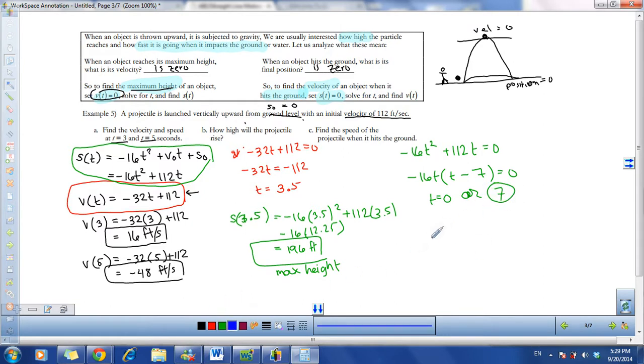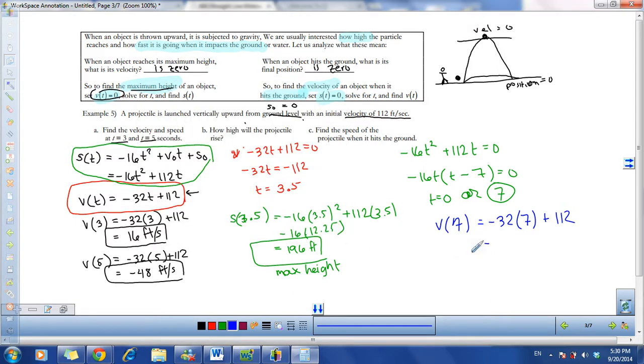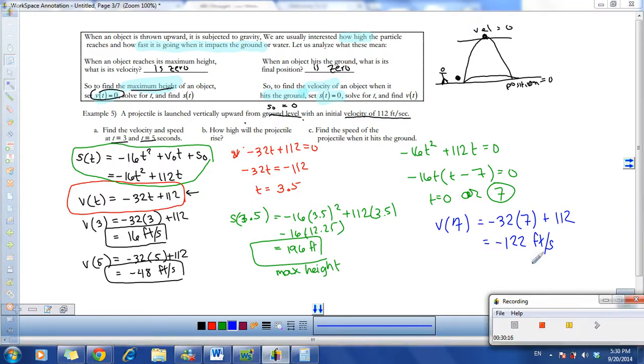So I'm going to find my velocity at 7 seconds. v of 7 equals negative 32 times 7 plus 112. 7 times 32 is 224, so negative 224 plus 112 equals negative 112. So it hit the ground at a speed of 112 feet per second. That means it was falling down, right? Because it's negative.